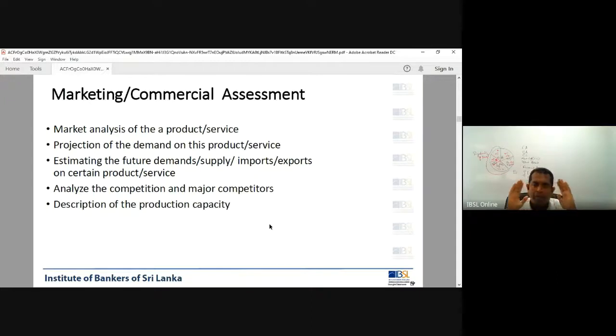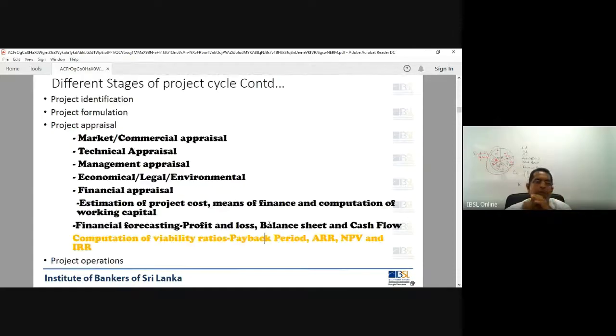Then based on this volume of expected sales only, we can look at the production capacity. So first of all, before doing anything, you need to find out the market, the ability to sell and the quantities which I can sell. Based on that only, we think over the production capacities, factory capacities, then human resource requirements, everything we look at afterwards. First and most important thing is the market or the commercial assessment.